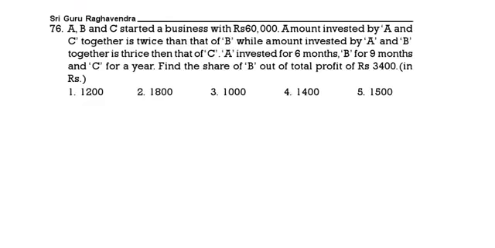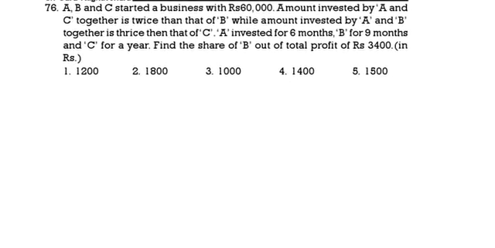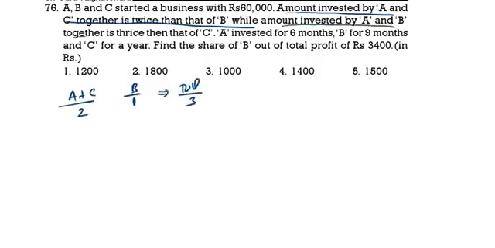ABC started a business with 60,000. Amount invested by A and C is twice that of B, while amount invested by A and B is thrice that of C. A invested for 6 months, B for 9 and C for 1. See, amount invested by A and C together is twice that of B. So total will be 3. Now A and B together is thrice that of C. So total is equal to 4.